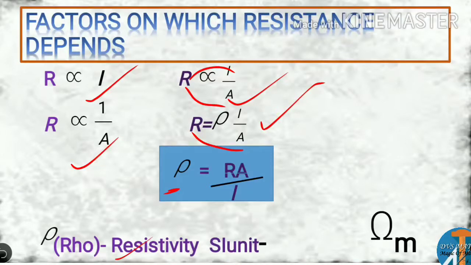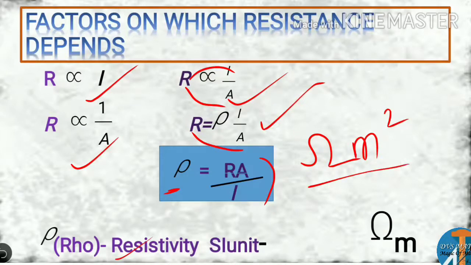So what is the SI unit of resistivity here? You can observe the formula. R is resistance, right? What's the SI unit of resistance? We'll write ohm. Area, we consider meter square, right? We'll represent in meter square. Length, we represent in terms of m. So if we cancel one m here, remaining will be ohm meter. So what is the SI unit of resistivity here? Ohm meter.